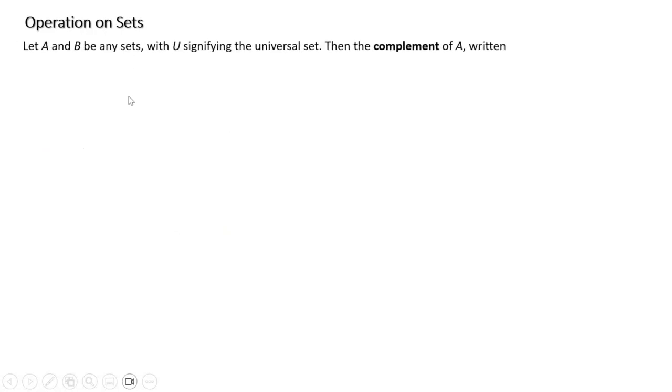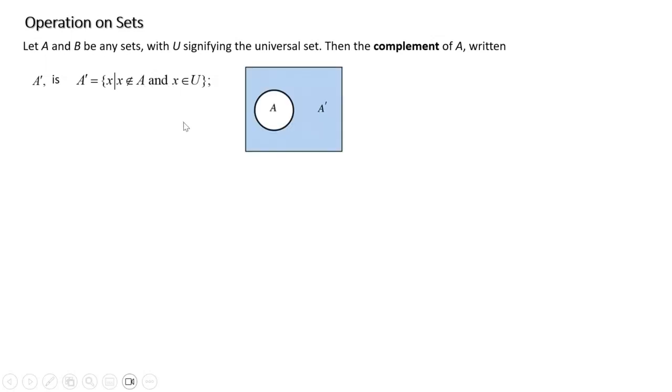Operation on sets. It says here, let A and B be any sets with U signifying the universal set. Then the complement of A is written, as before, A prime or A complement or, like I said, not A. This is how you write it: the complement of A is equal to the set of elements X such that X is not in A and X is an element of U, which is the universal set.